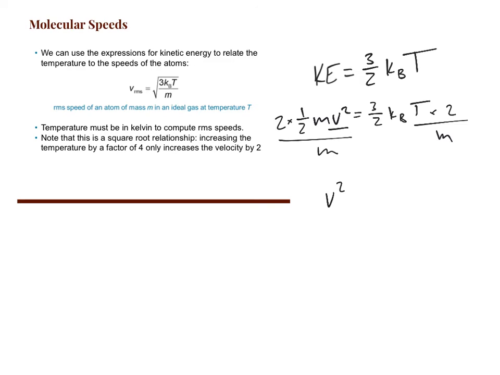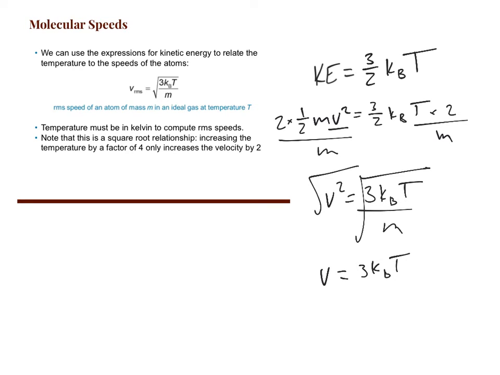And you'll get v squared equals 3 kBT over m, and you have to square root the whole shebang to get just the velocity. Velocity equals the square root of 3 kBT over m. So that's the root mean square velocity. It's the root mean square, not just straight up velocity, because it is an average that we're taking using a square root. And as stated on the slide, make sure that when you do temperature here, you're using Kelvin.